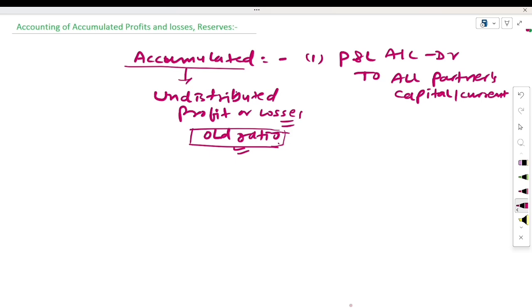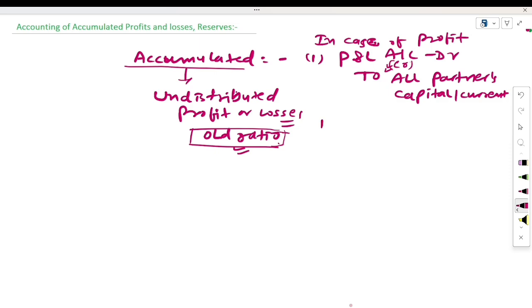So here, if the profit and loss account balance is a credit, it means it is profit, and if the profit and loss account balance is debit, that means it is loss. So in case of profit, this entry we will pass.